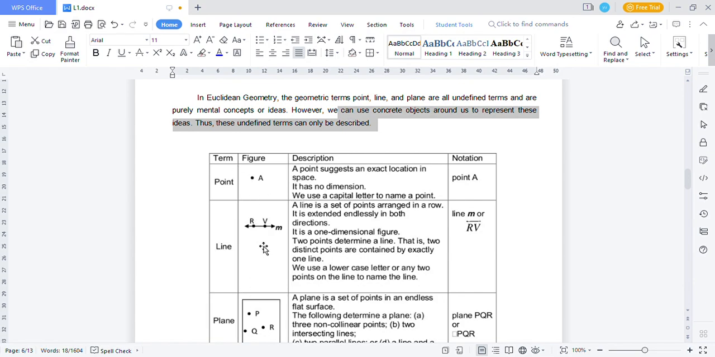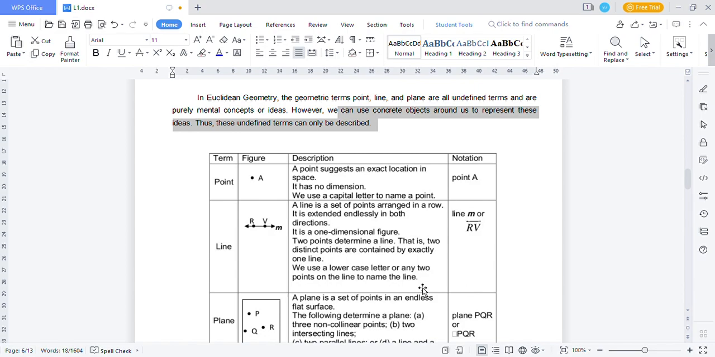Now we also have a line here. A line is a set of points arranged in a row. It is extended endlessly in both directions. It is a one-dimensional figure. Two points determine a line. That is, two distinct points are contained by exactly one line.